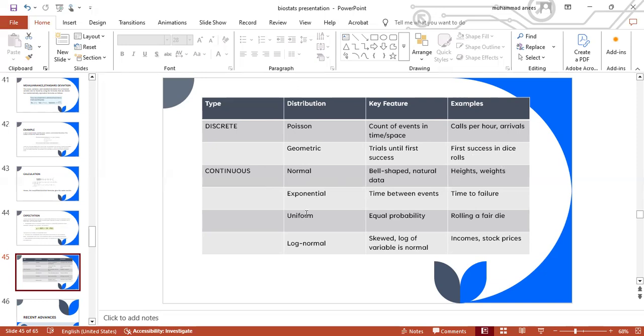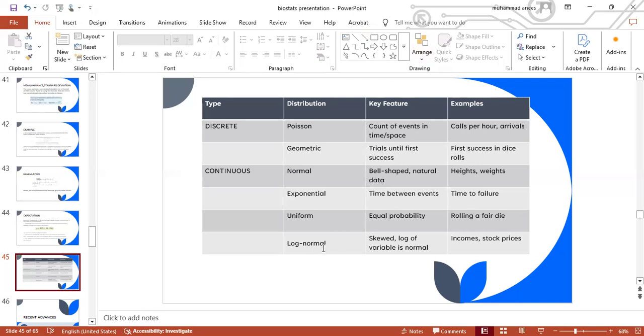Number two is exponential distribution. So exponential distribution is used when you are dealing with time between events that happen continuously and independently at a constant average rate. Then this model is used. Example is time to failure. Uniform distribution, equal probability of inclusion is there. Examples include rolling a fair die.